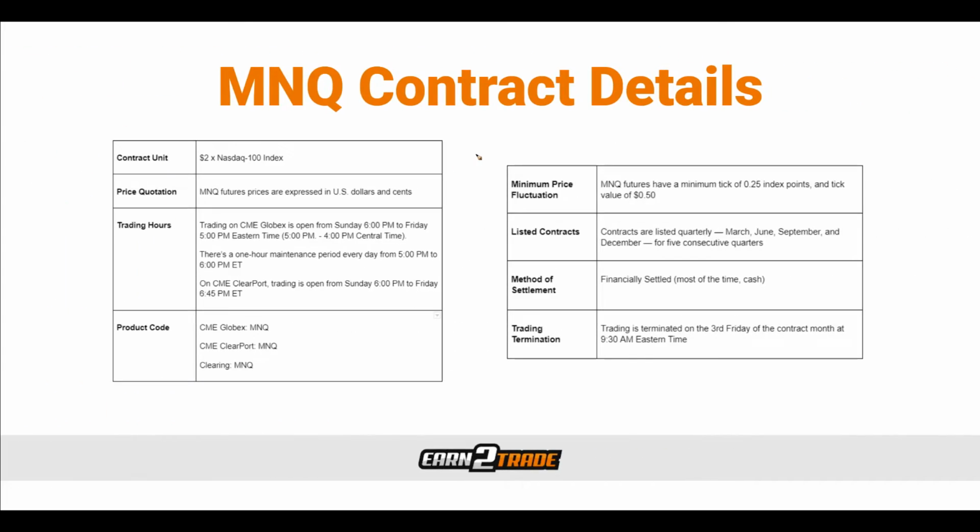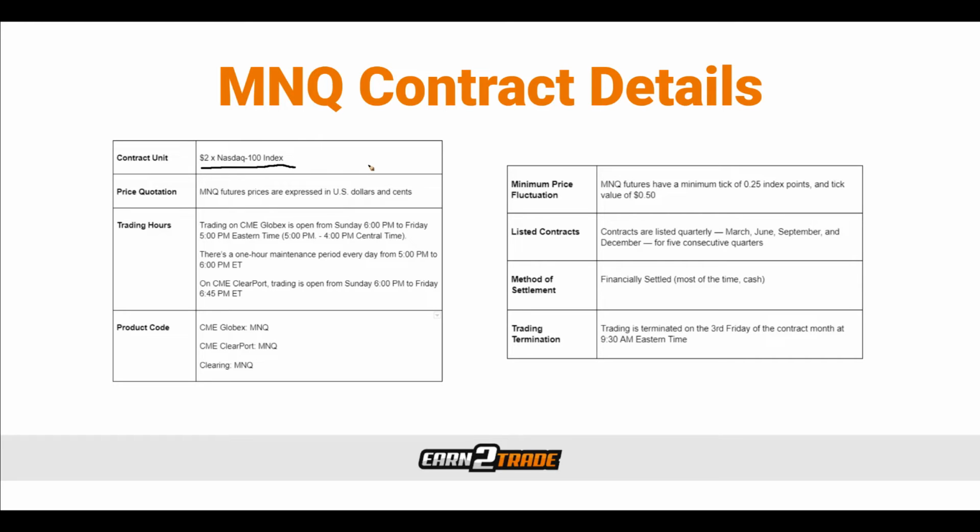Here, we can see the MNQ contract details, which can also always be found on CME's website. This is going to show us things like the contract unit, which in the case of the MNQ is going to be $2 times the Nasdaq 100 index.